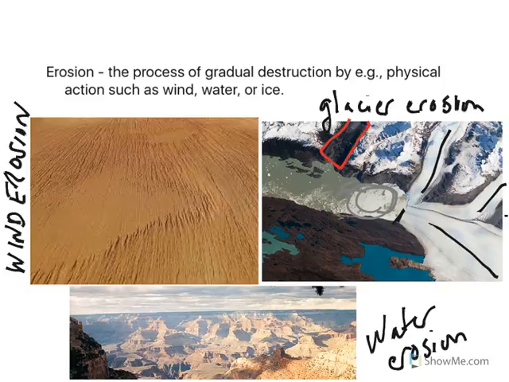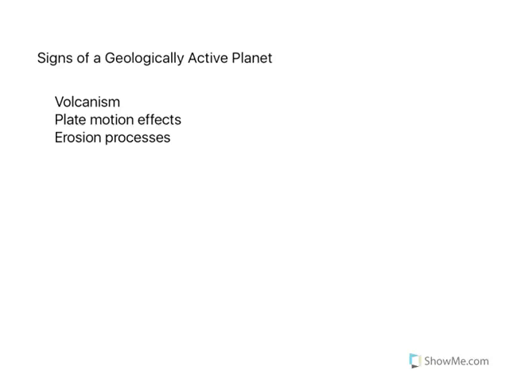portion of an old glacier, and it's got this typical classic U shape here, indicating a glacier erosion. So the rock of the mountains were shaped by this slow-moving ice that you see here. Got the slow-moving ice down, and if you were to take away all that ice, you'd see this nice U-shaped valley, indication of glacier erosion or ice erosion. So volcanism and plate motion effects and erosion processes are just a few of the signs of a geologically active planet.